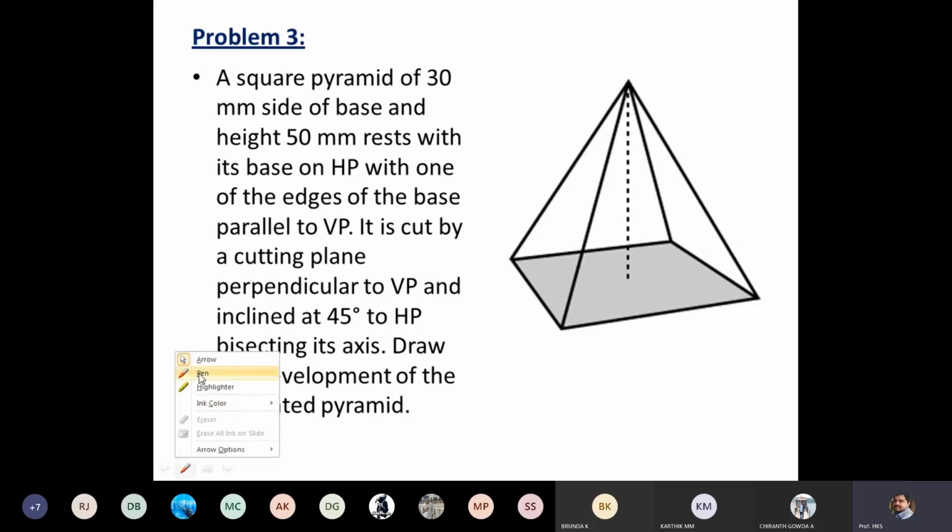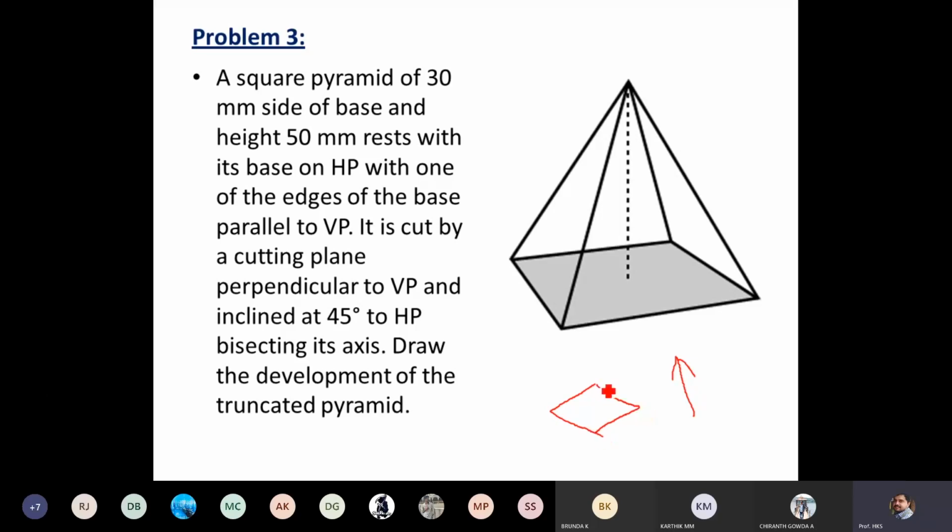If this is the direction of the observer, and this is VP, then two edges will become parallel. The given condition is that one of the edges must be parallel to VP. There is another possibility: you can keep this in another orientation, like this.